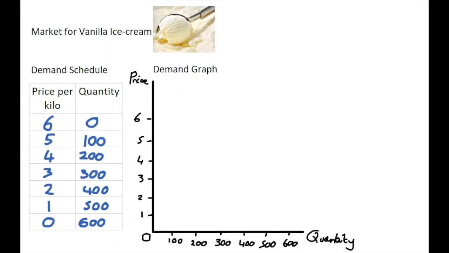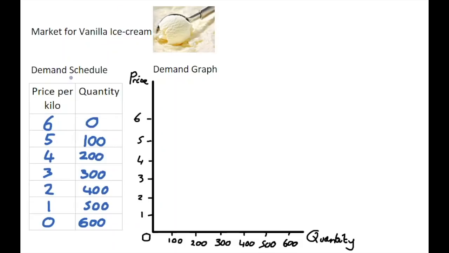Okay guys, so in this video we're going to look at the concept of demand, and we're going to focus in on the market for vanilla ice cream. This is quite a generic market where there would be a large number of both buyers and sellers in the market, and importantly none of which would have control over the price in the market.